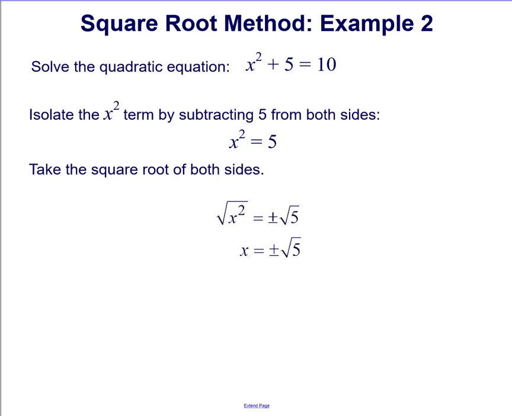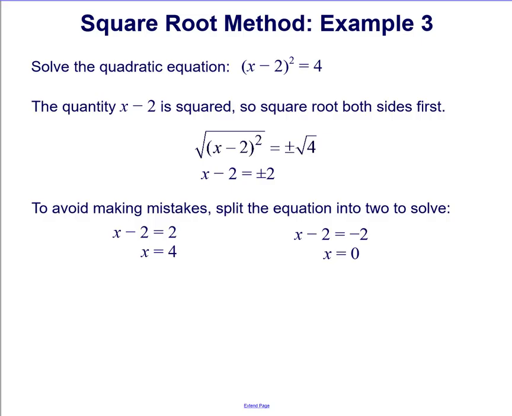And on the right side, the square root of 5 is going to be plus or minus the square root of 5. And that's how we get our final answer. x is equal to plus or minus the square root of 5. If you take this answer and plug it into the original equation, you will get 10.